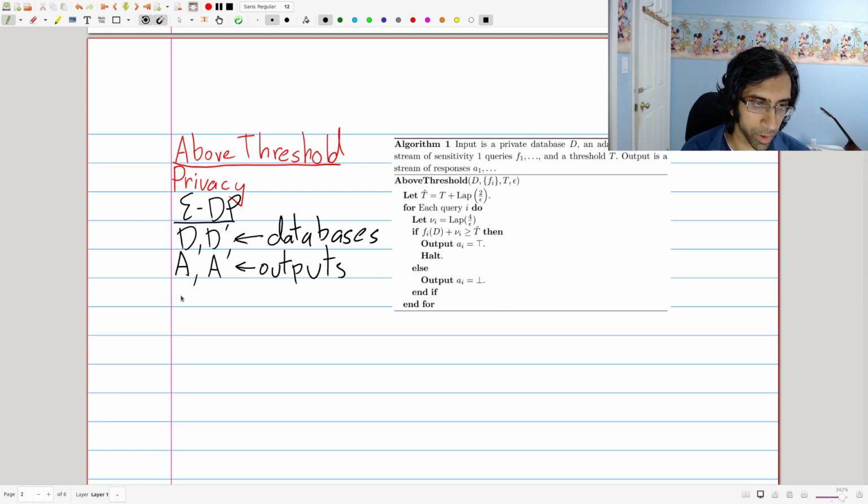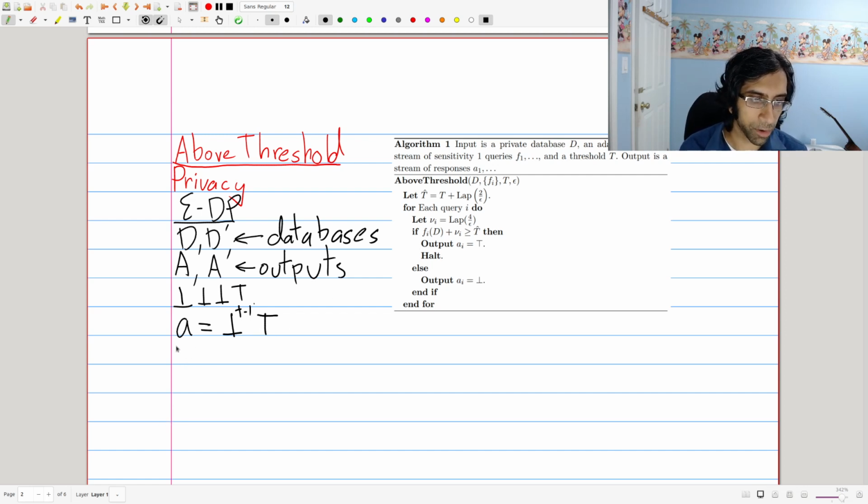So, we're going to let it be like bot, bot, and then eventually top. What we're going to do is let A be some particular, fixed output. These are sort of random outputs, but these are the outputs of the algorithm. This is going to be some particular string, which we're going to call bot to the t-1 and top. The idea is that this is the specific string which corresponds to saying no for the first t-1 times, and then on the tth time, we output top, saying above threshold.